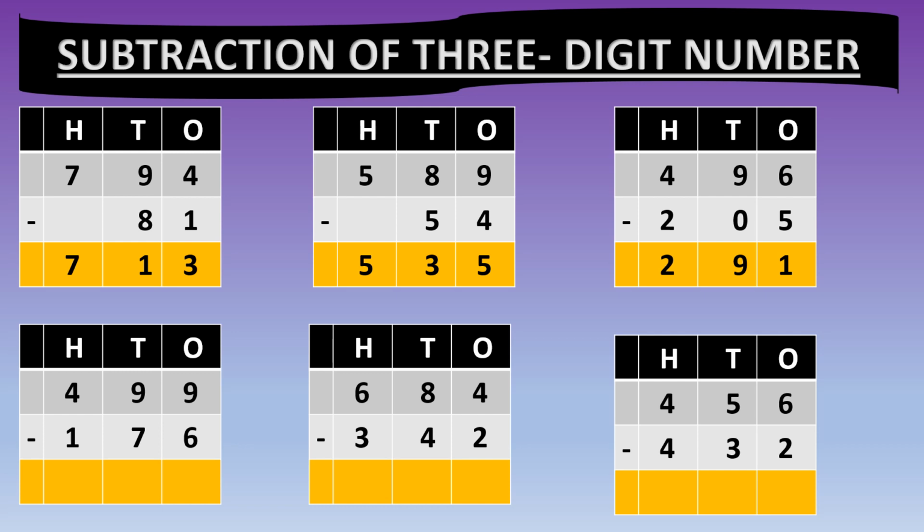Ones. 9 minus 4 is 5. 8 minus 5 is 3. 5. Nothing is there to subtract. That means 5 itself.